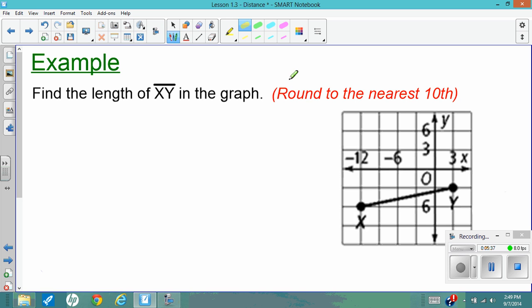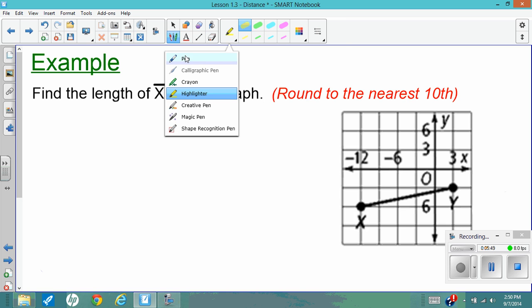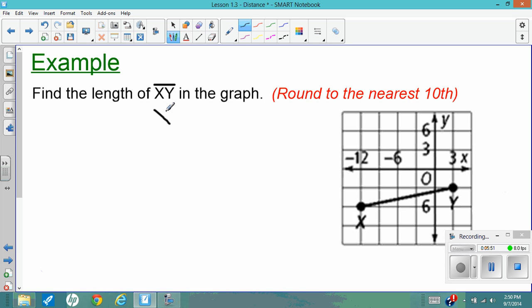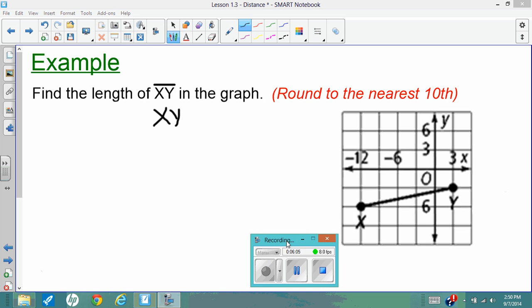Again, I want you to pause the video. I want you to find the length of segment XY in the graph. I put the line over top here because I'm talking about segment XY. I've used the word length. If I just wrote XY, that would tell you the same thing. Find the length of segment XY. As a hint, you should start by finding the coordinates for X and Y. Pause the video and try the example. Then press play and I will give you the answer.